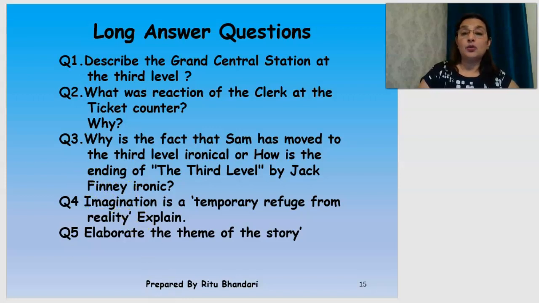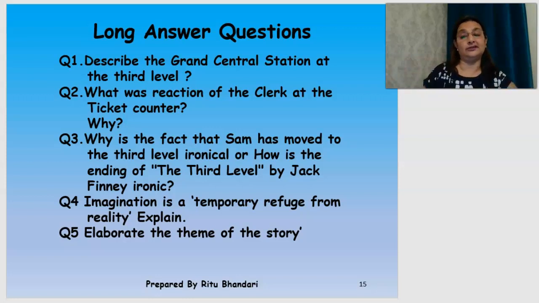The third question: why is the fact that Sam has moved to the third level ironical? Or another way of putting the question is, how is the ending of The Third Level by Jack Finney ironical? Now, Sam believed that only two levels existed. He explained Charlie's experience as a waking dream, wish fulfillment. So you begin the first paragraph like that, and he was very, very sure that the third level did not exist.